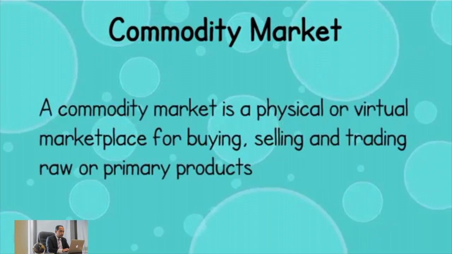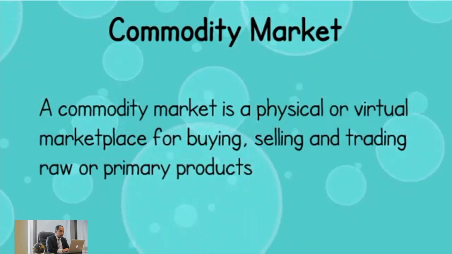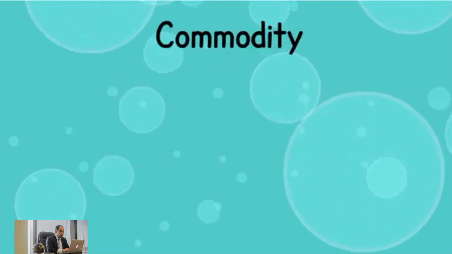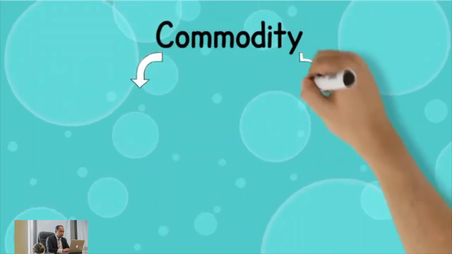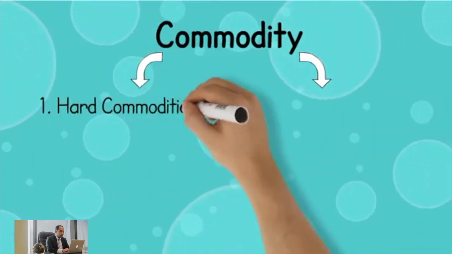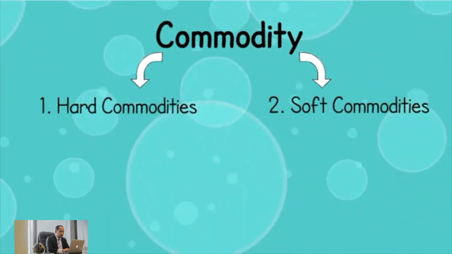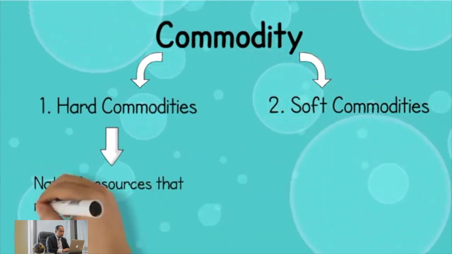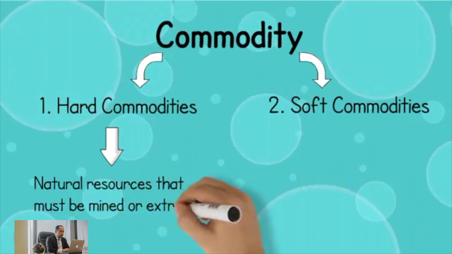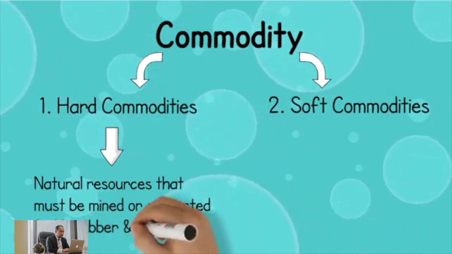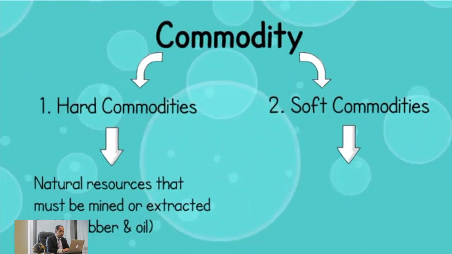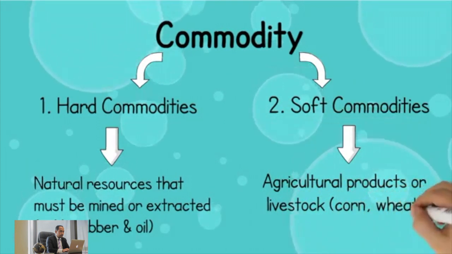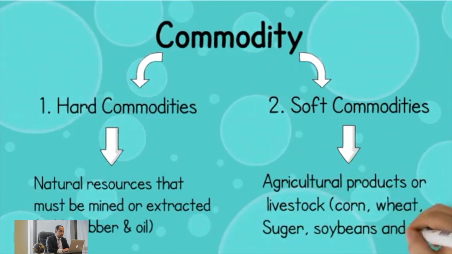Commodity markets. Commodity market is a physical or virtual marketplace for buying, selling, and trading raw or primary products. Commodities divide into two types. One is hard commodities, two is soft commodities. Hard commodities are natural resources that must be mined or extracted, like gold, rubber, and oil. Soft commodities are agricultural products or livestock, like corn, wheat, sugar, soybeans, and pork.